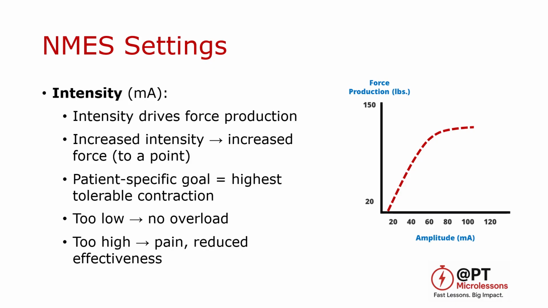As intensity increases, force production also increases, up to a point. Because of this, intensity should be set as high as the patient can tolerate to achieve a strong muscle contraction. Keep in mind this will vary from patient to patient. If the intensity is too low, we won't achieve overload. But if it's too high, it may become painful and actually reduce effectiveness.